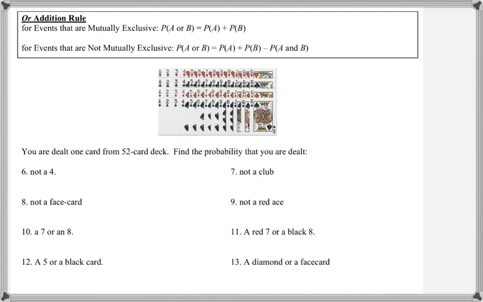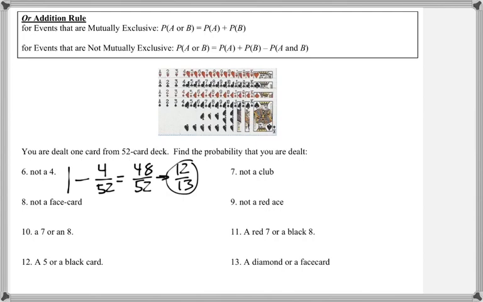So the directions say you are dealt one card from a 52 card deck. Find the probability that you were dealt, and then number 6 is not a 4. So this is a complement, which means we want to take 1 minus the probability that it is a 4. So the probability that it's a 4, there are 4 4s, so it would be 4 out of 52. But because we are trying to find the probability that it's not a 4, we're taking 1 minus 4 out of 52. So that will give us 48 out of 52, which reduces to 12 over 13.